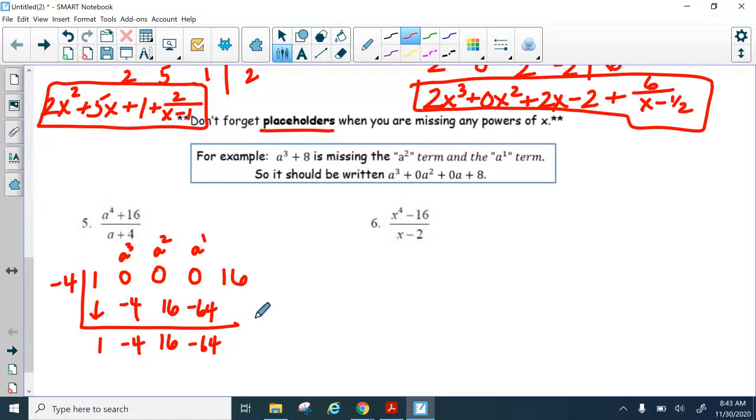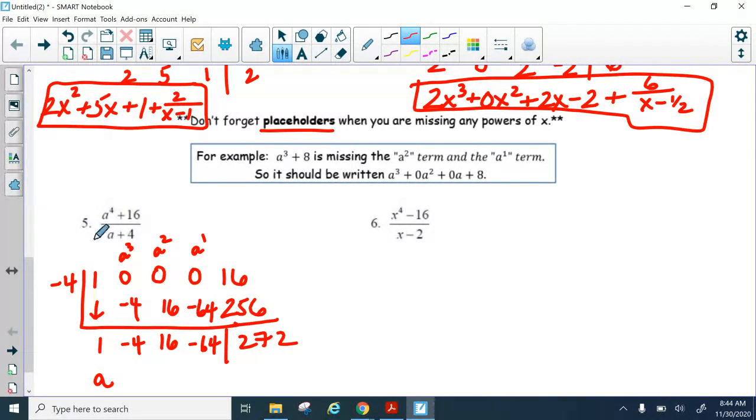Let's see here. So positive, that's 16. Hold on. Just grabbing my calculator so I don't make a mistake here. So 16 plus 240. So 256. And then we're going to add that to 16, and that would be our remainder.